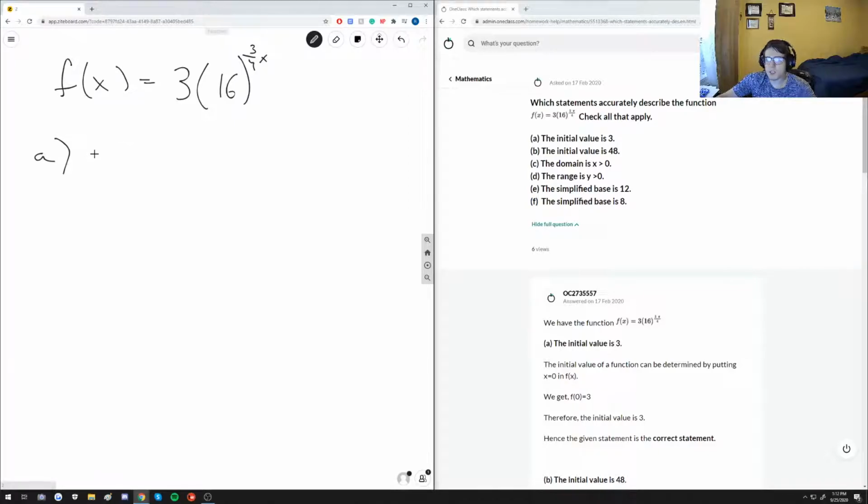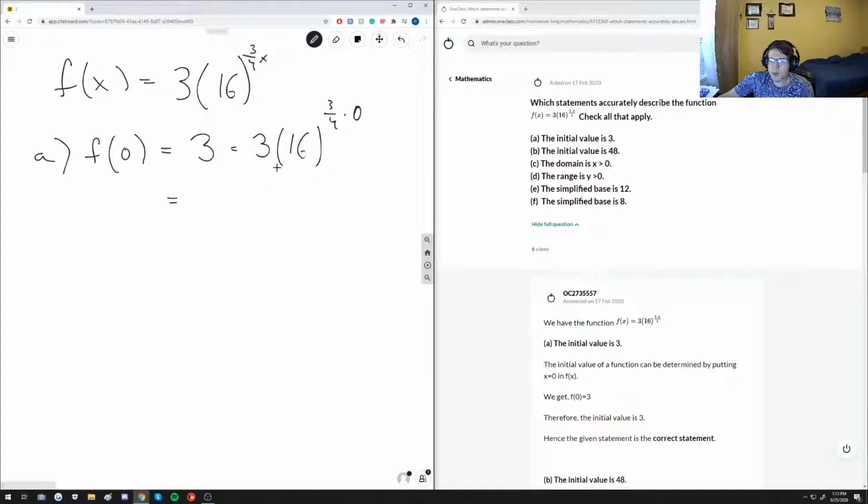So our first statement is the initial value is 3. The initial value being 3 basically means that f of 0 is equal to 3. So we need to prove this. If this is true, then the statement is correct. So by plugging in 0 into this equation, we get 3 times 16 to the 3/4 times 0, which is just the 0, right? Because any number times 0 is 0.